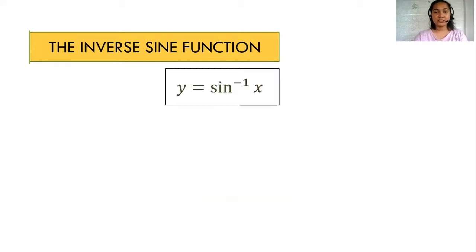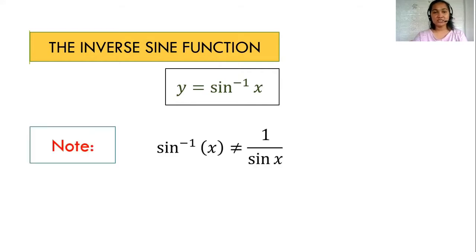So that is about the inverse sine function. But we must take note that the inverse sine of x is not equal to 1 over sine x. But if we had the expression sine x raised to negative 1, that is equal to 1 over sine x. But recall that 1 over sine x is equal to cosecant x, right? So you have to be very careful with the notation for the inverse sine function, which I believe you can easily recognize, right?